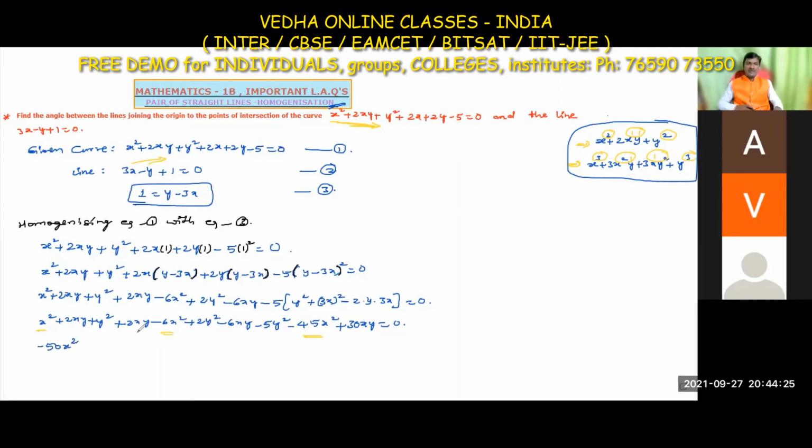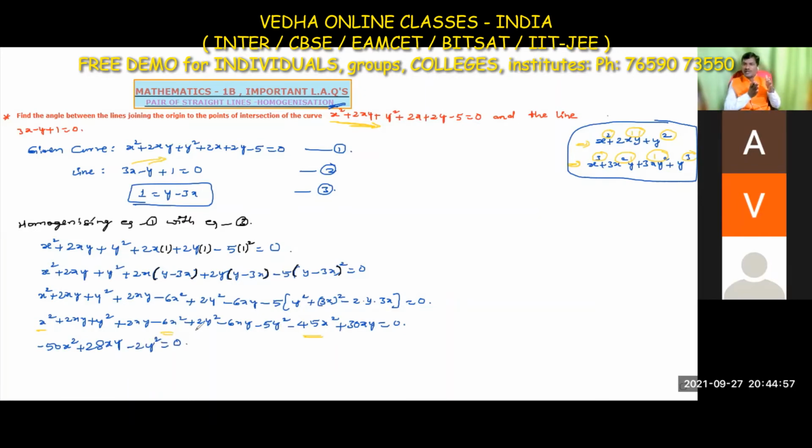Okay, and now xy terms: 2xy and 2xy, 4xy. 4xy minus 6xy, minus 2xy, minus 2xy, plus 30xy. 30 minus 2, 28xy. Understood? And y square terms: y square and 2y square, 3y square, 3y square and minus 5y square, minus 2y square. 3 minus 5 means minus 2y square is equal to 0.